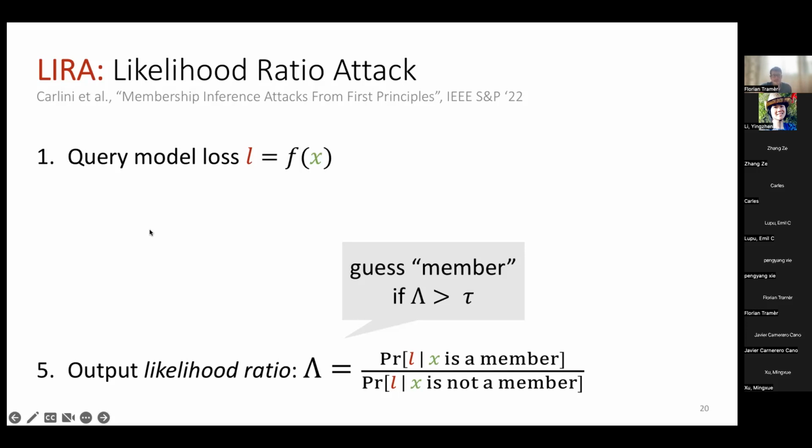So now the question is, how do we compute this likelihood ratio? Because these probabilities are very hard to estimate, right? It's like asking us what's the probability over an entire training run of getting a model that spits out a certain loss, whether an example was in the training set or not. So this is a very hard probability to compute. And so we essentially have a bunch of techniques and tricks to approximate these probabilities.